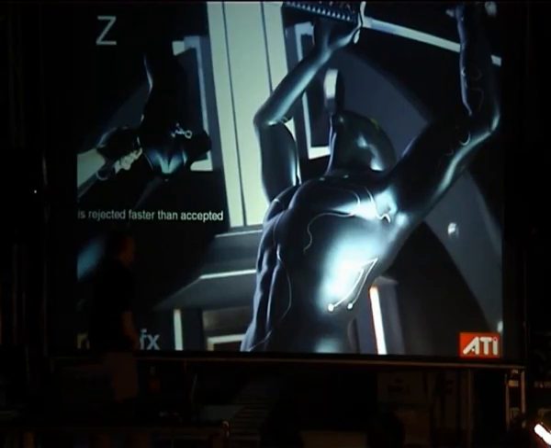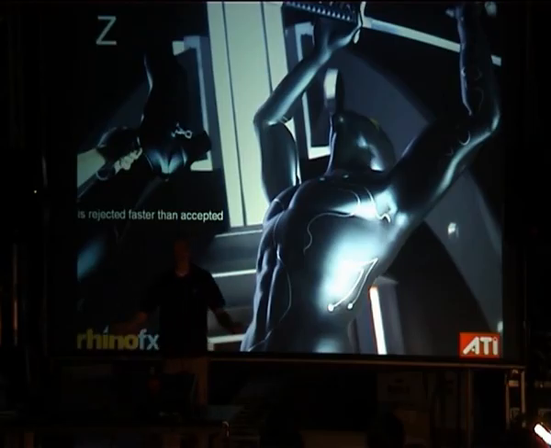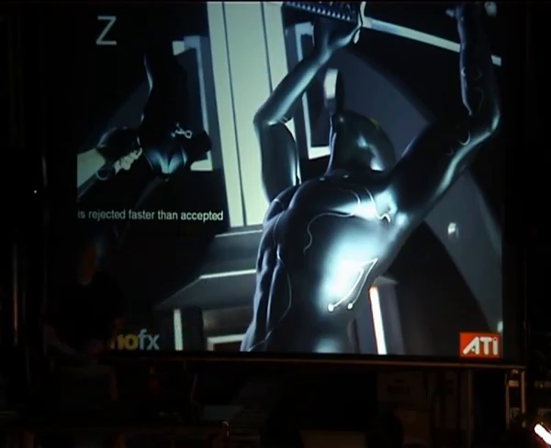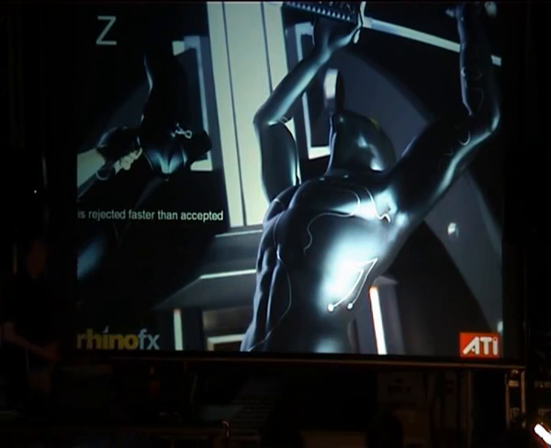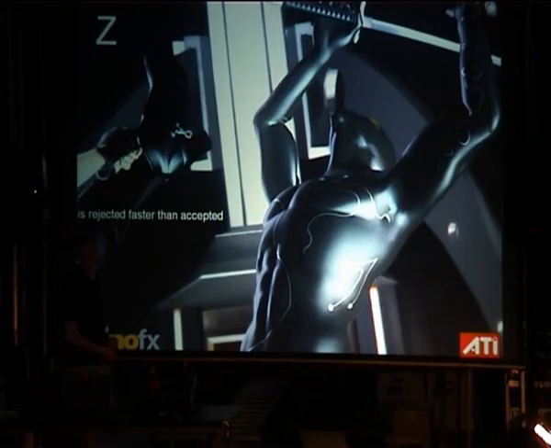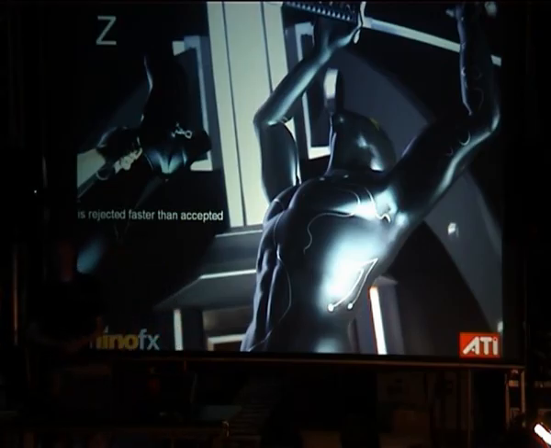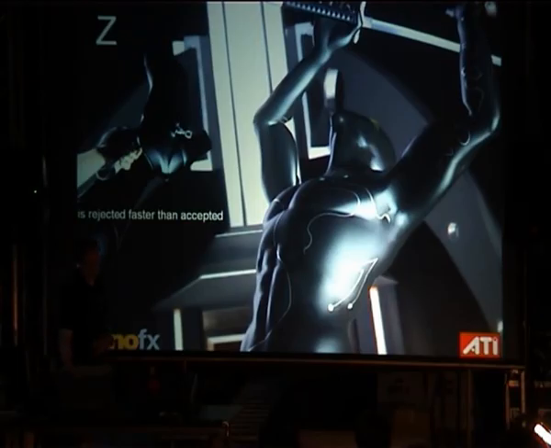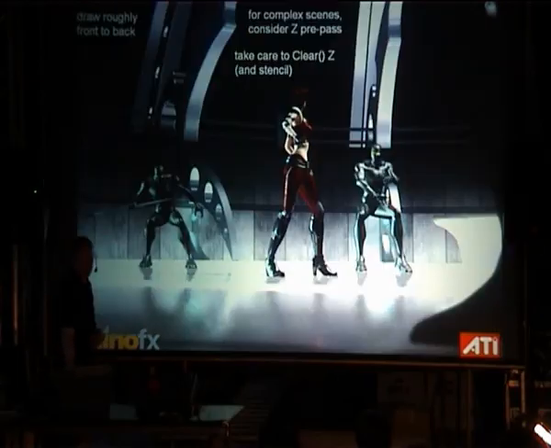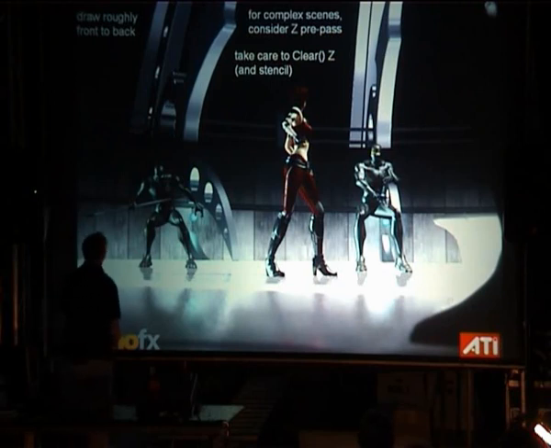Z is rejected faster than accepted. You know that from your local nightclub, rejection is faster than acceptance. Logically, Z would be at the end of the pipeline. That's not how our hardware works. We do an early Z, we do Z compression. We have many techniques to avoid rendering data that is not visible on the screen. So you should be aware that we are compressing Z data. You should certainly be aware that we have the possibility to kick out data that we don't need to render.